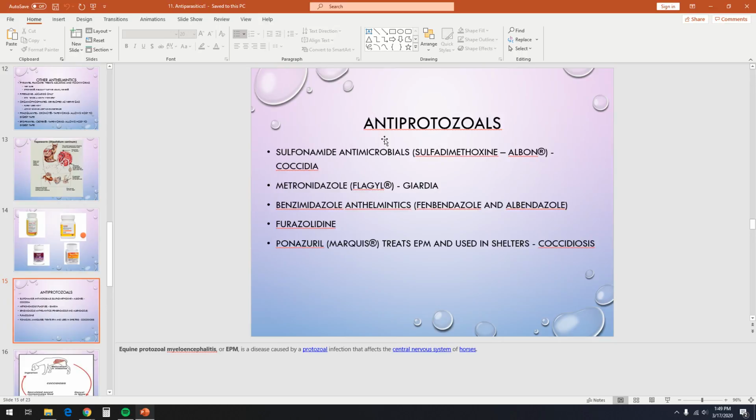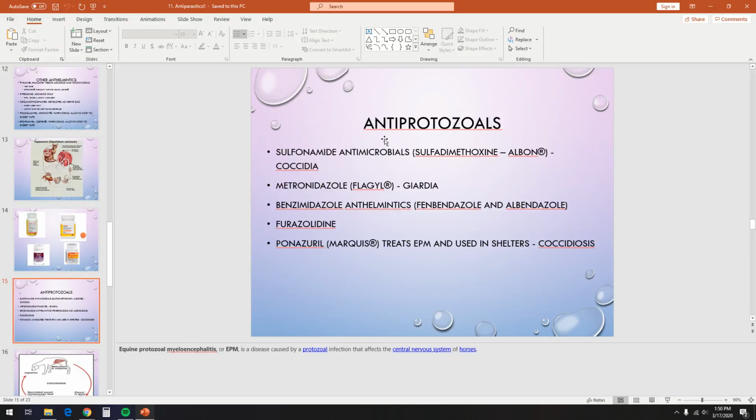Benzimidazole antihelmintics, fenbendazole and albendazole. Again, those are going to kill coccidia. Furazolidone, I think also kills Giardia, if I remember that. No, I think it does kill coccidia.